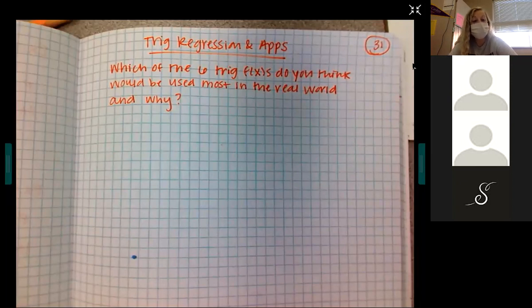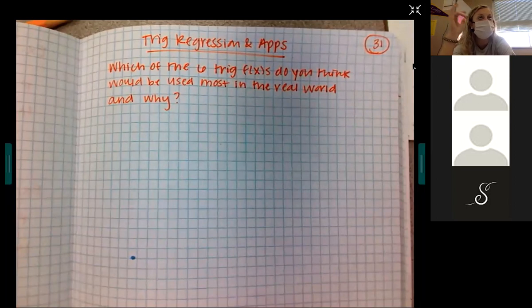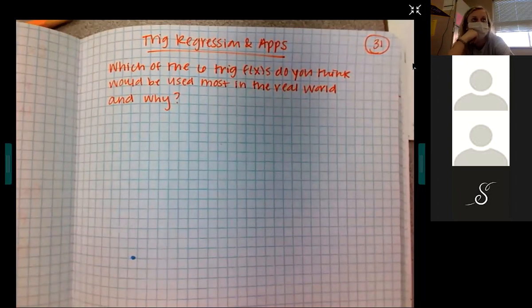Okay, good. So cosine and sine are continuous waves, right? So what he said was there's no asymptotes, meaning they won't go to infinity and negative infinity. Do things in the real world go to infinity and negative infinity? Not typically. So I do agree with you, cosine and sine.